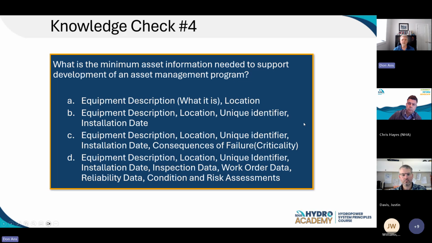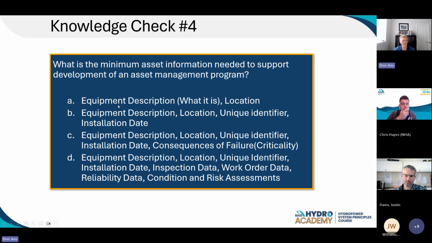So the next one, I have a knowledge check for you, and I didn't talk about this in too much detail, so I'm going to talk about it as I go through it here. I probably scared you all with talking about how much information you had to get together for asset management. But to get things moving, what do you really need to know?